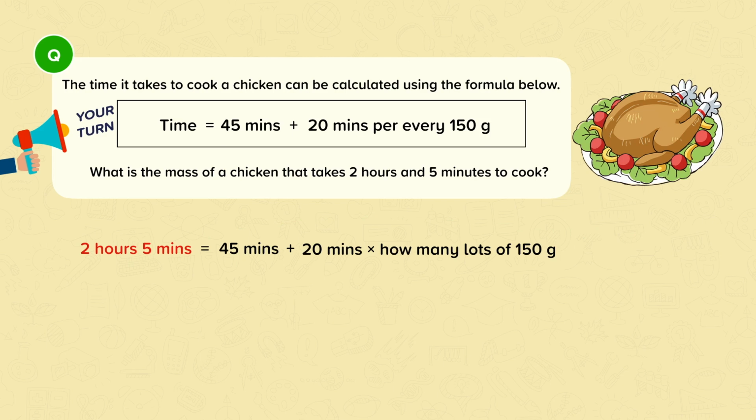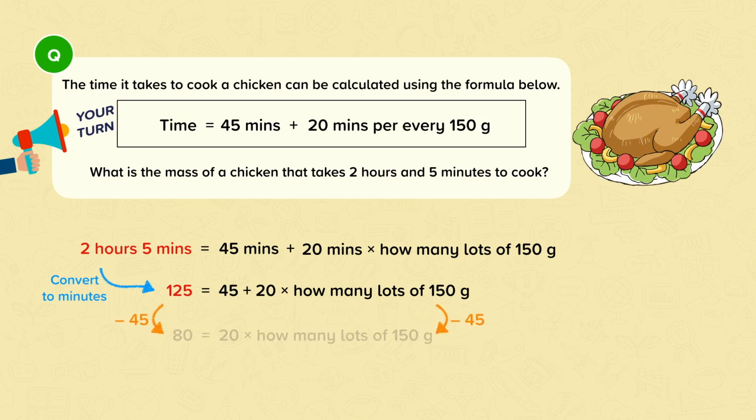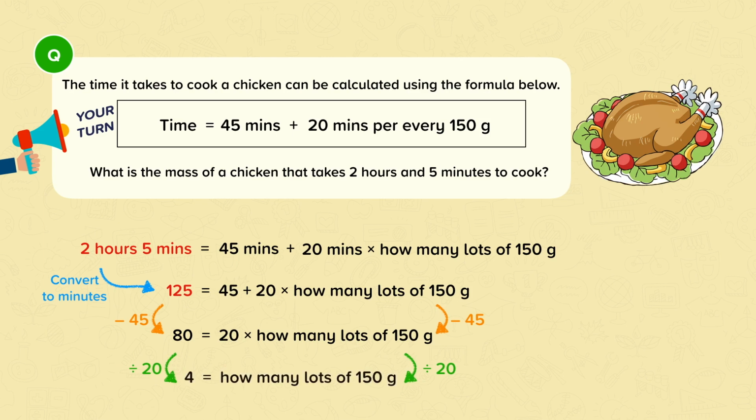The first thing we need to do is convert the hours into minutes. So 2 hours and 5 minutes is the same as 125 minutes. 125 equals 45 plus 20 times how many 150 grams there are. If we take away 45 from both sides, we get 80 equals 20 times how many 150 grams there are. We can divide both sides by 20, and we have 4 equals how many 150 grams there are.